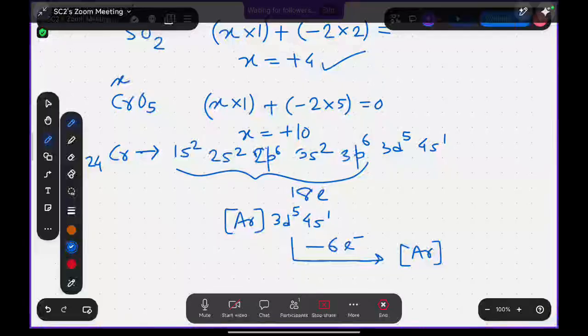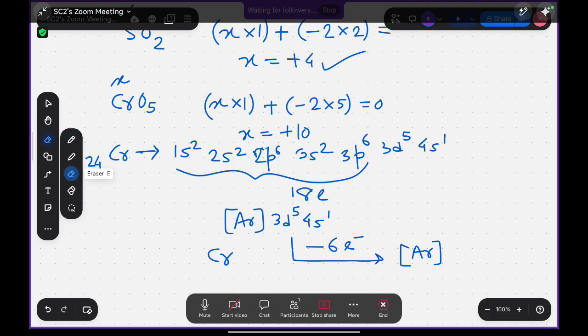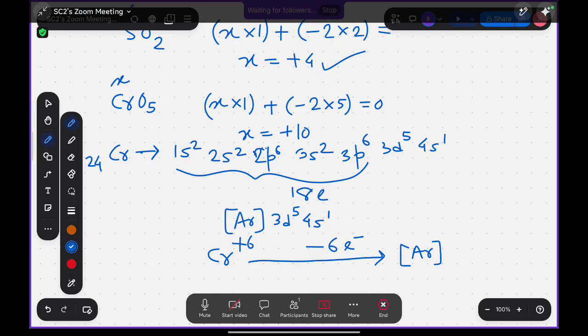Argon is already stable, it is already a noble gas. Something which is already stable, will it prefer to lose its stability? No. So that means, when a chromium atom loses 6 electrons, it gets the electronic configuration of argon. Chromium plus 6 gets the electronic configuration of argon. That means Chromium plus 6 has the similar configuration of argon.